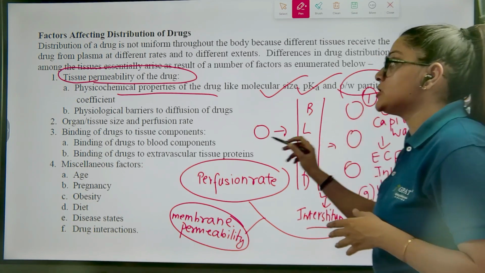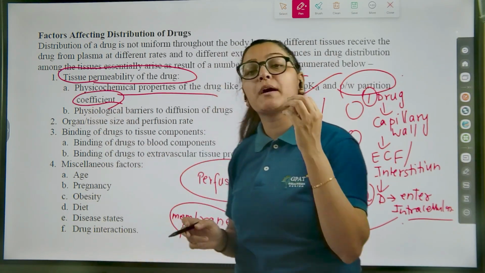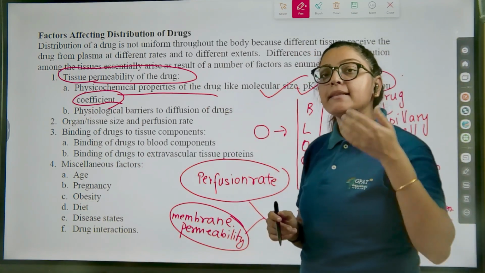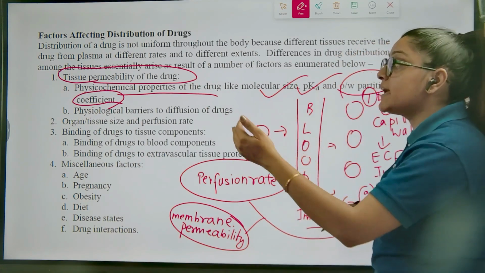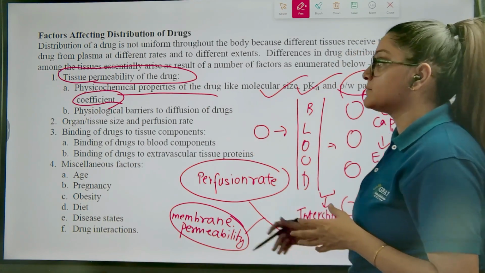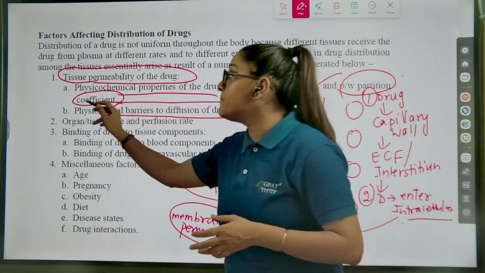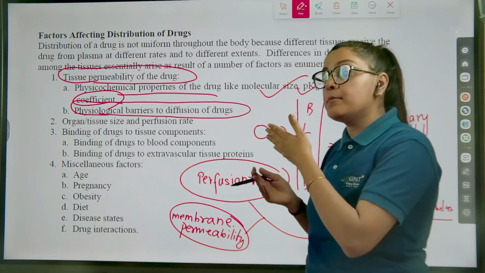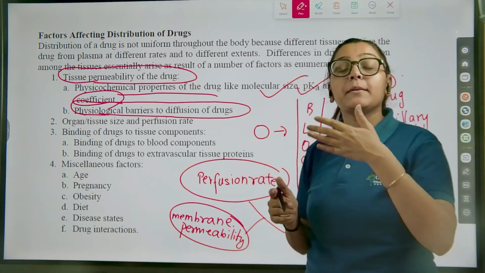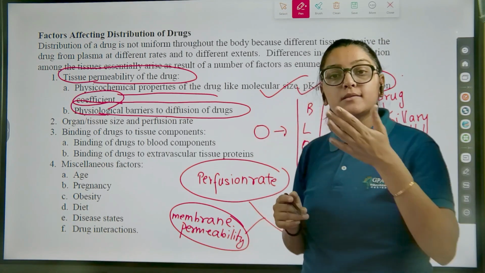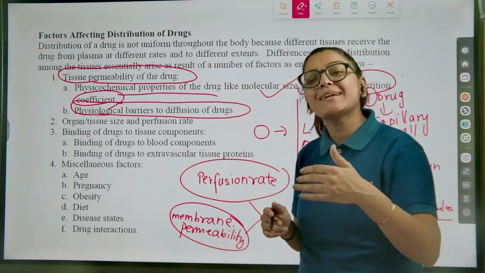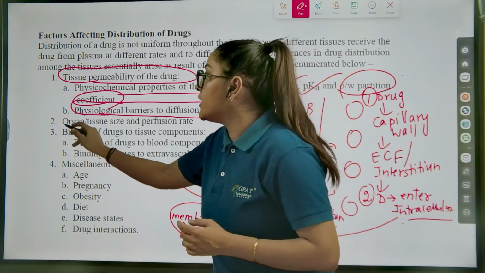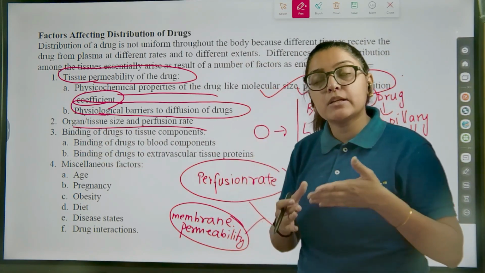Then we have the partition coefficient, which is a very good indication of the permeability. If the molecule is lipophilic, with the concept of like dissolves like, and in a particular size range, then only will it be allowed to pass across. Then we have physiological barriers to drug distribution. You all know, in the case of barriers, we have the blood-brain barrier, the blood-ECF barrier, right? The blood-placental barrier, the blood-testis barrier. All these barriers are going to restrict the entry of the drug into a particular organ.